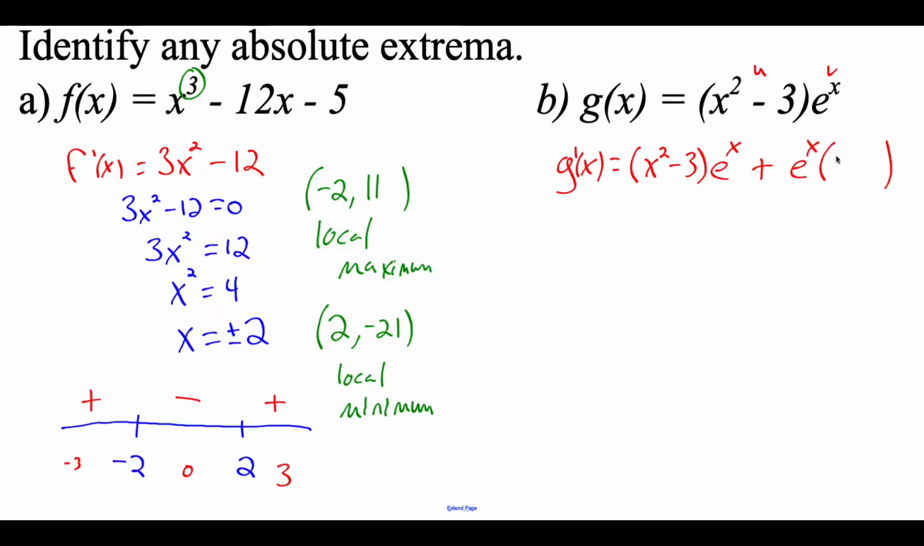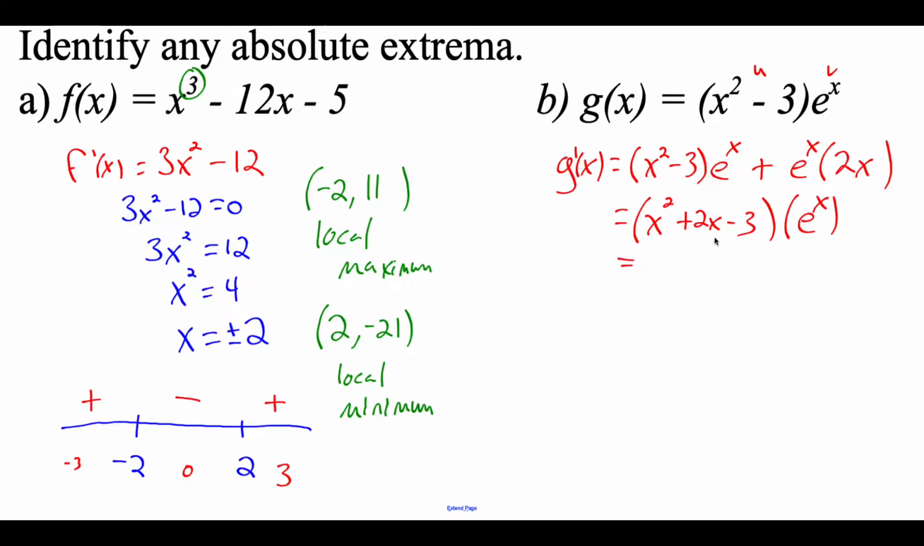So the derivative of u would just be 2x. Now we can actually clean this up just a little bit. Since both of these terms have e to the x in them, we're allowed to factor e to the x out of there and combine the other pieces using the addition. So then we'd have x squared plus 2x minus 3 times this e to the x.